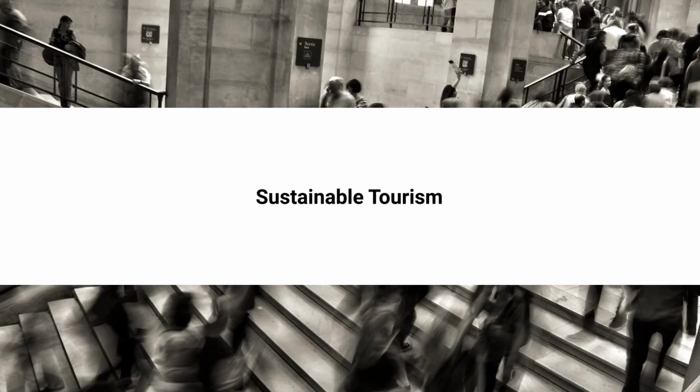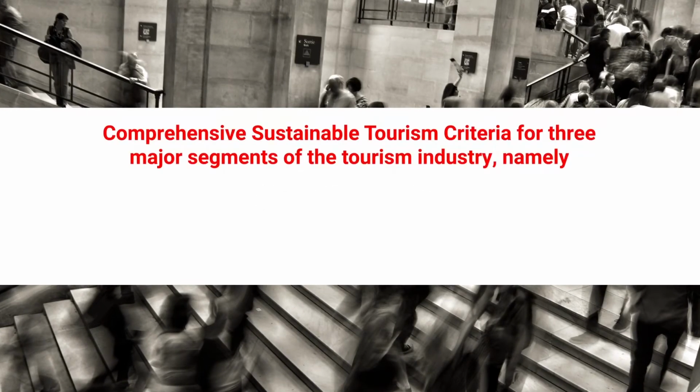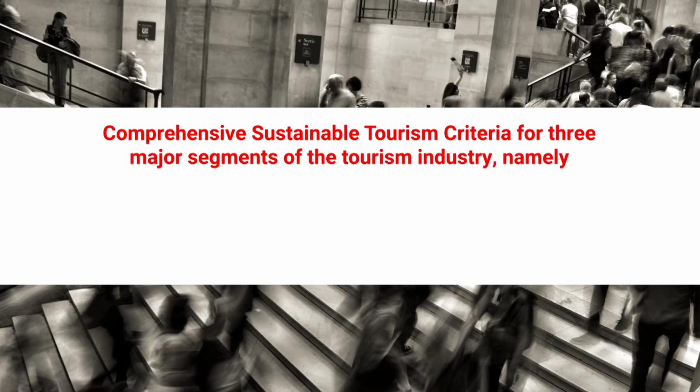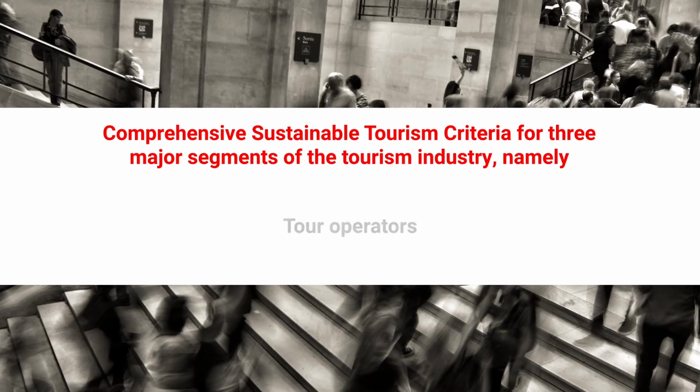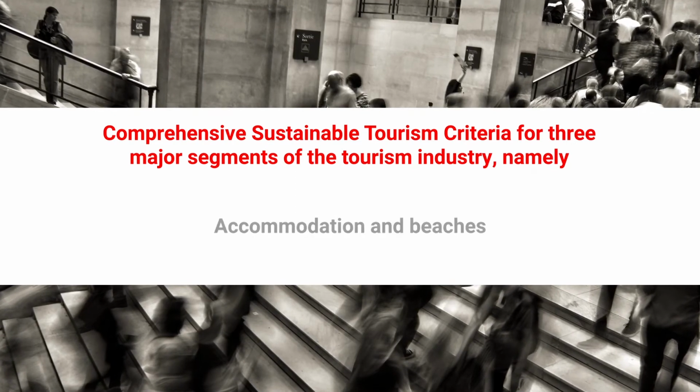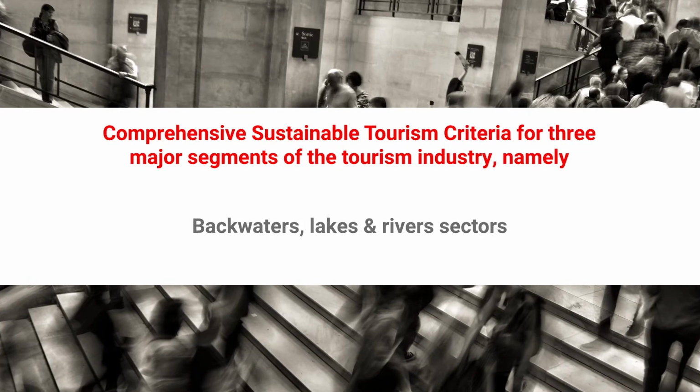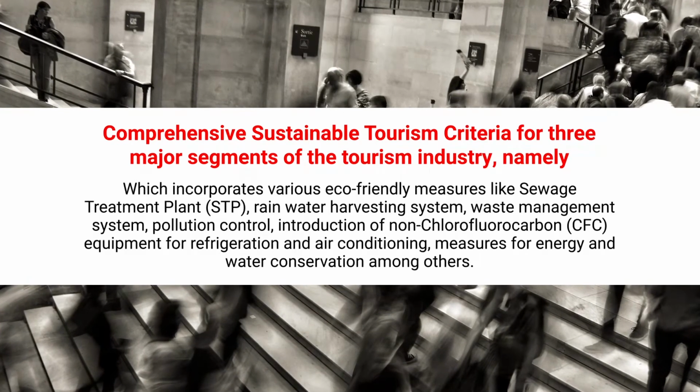In the sector of sustainable tourism, the government has launched comprehensive sustainable tourism criteria for three major segments of the tourism industry, namely tour operators, accommodation, and beaches, backwater lakes and river sectors, which incorporate various eco-friendly measures like sewage treatment plants, rainwater harvesting systems, waste management systems, pollution control, introduction of non-chlorofluorocarbon equipment for refrigeration and air conditioning, and measures for energy and water conservation, among others.